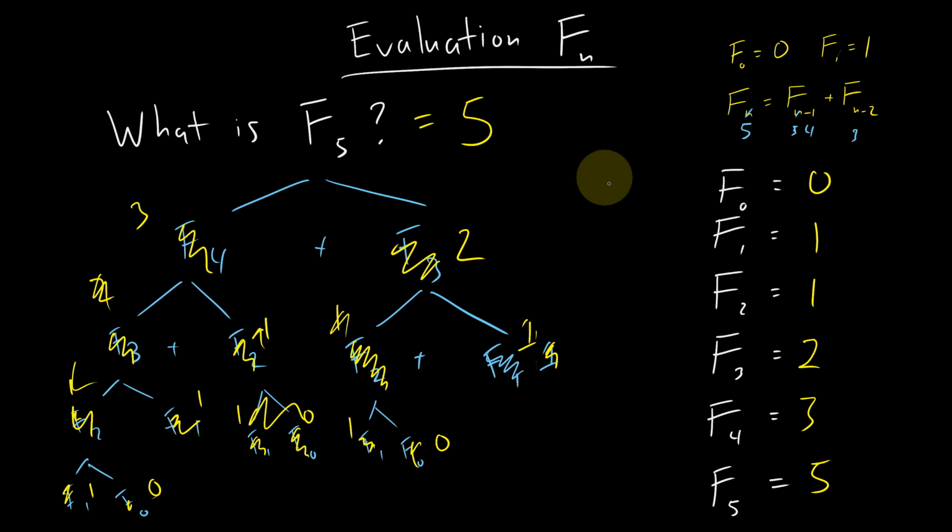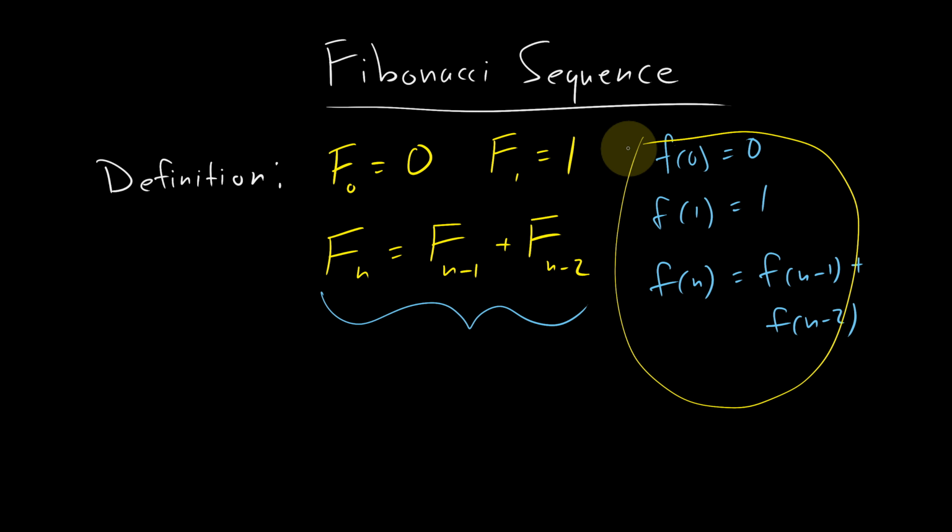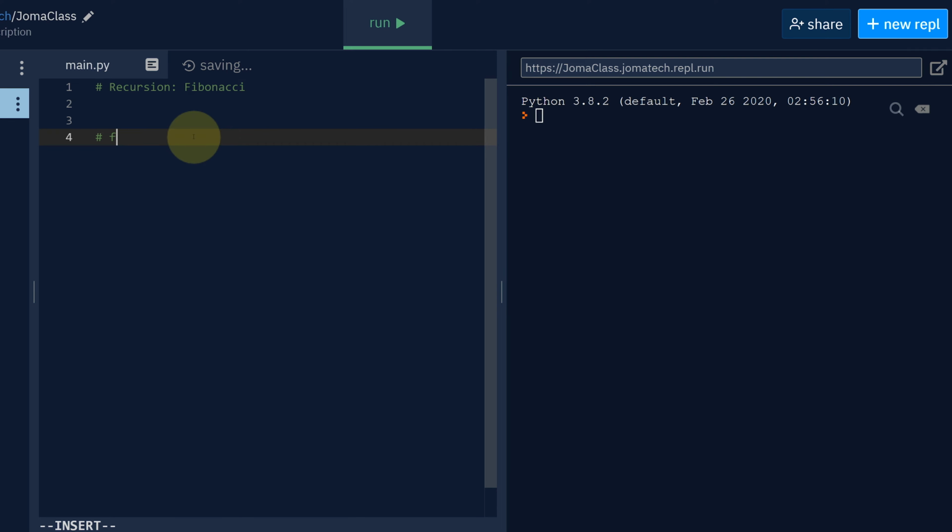All right, cool. So how do we write this in code? Pretty simple, because you should just use this. This is basically your function, and just write that, but in terms of code. All right, let's whip out REPL. So remember what we had? We had f of 0 equals 0, and f of 1 equals 1, and also f of n equals f of n minus 1 plus f of n minus 2.